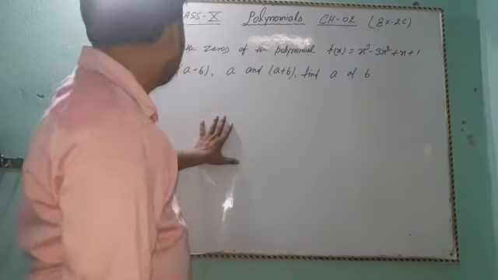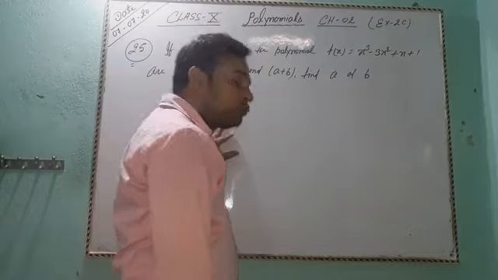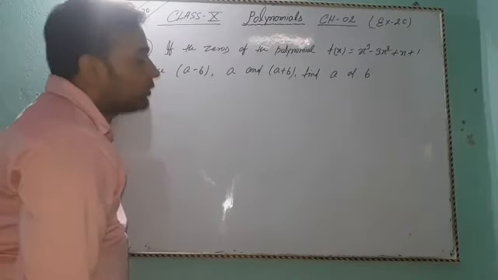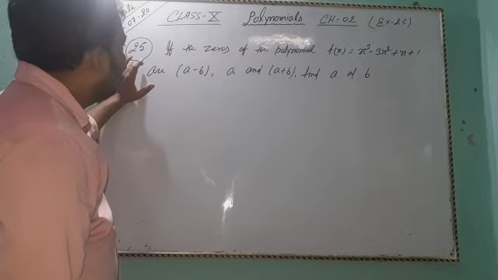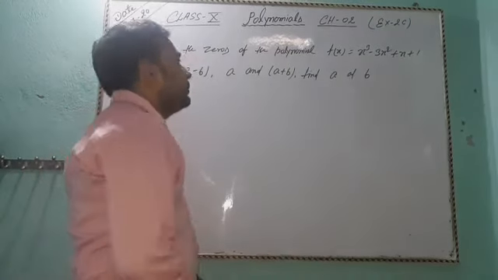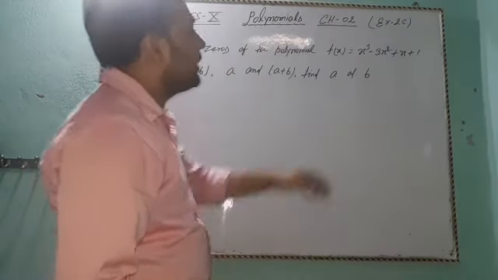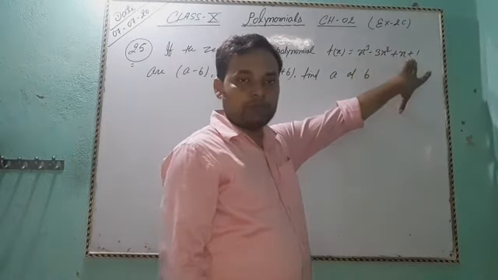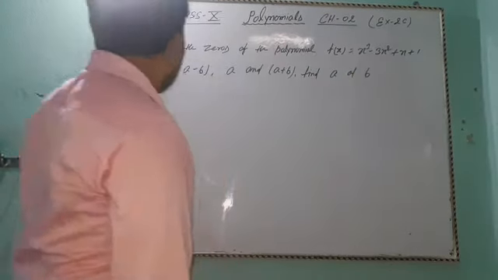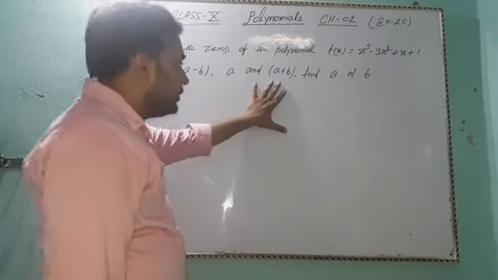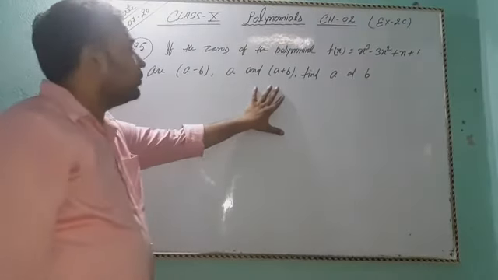Friends, our next question, next and the last question of exercise 2C is 25 number. So if the zeros of the polynomial f(x) = x cube minus 3x square plus x plus 1 are a minus b, a and a plus b, find the value of a and b.